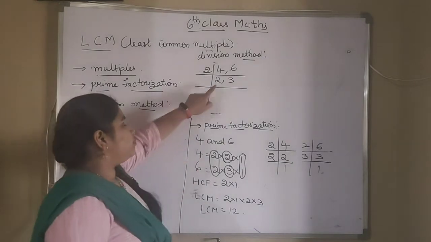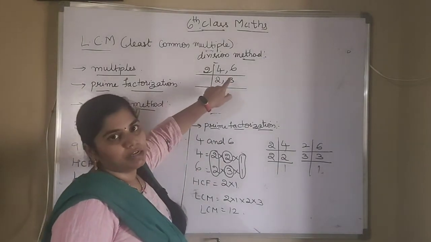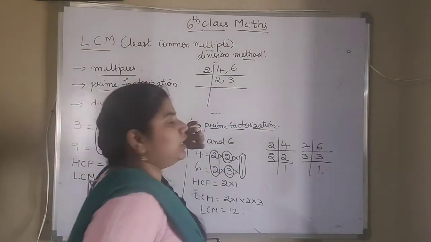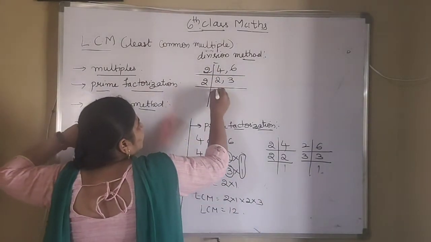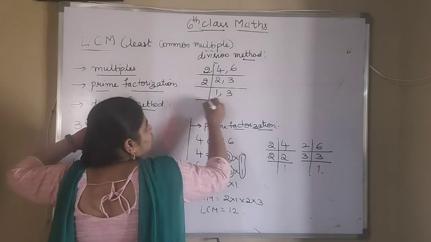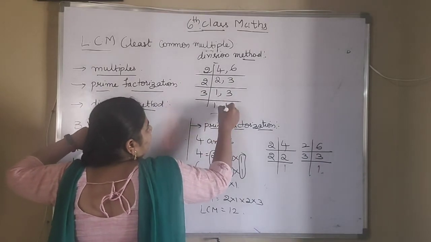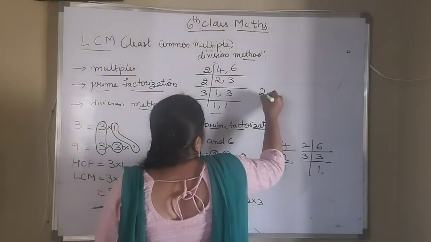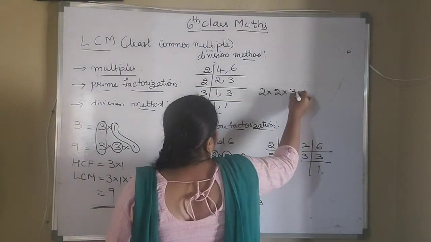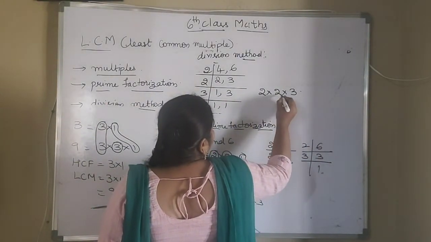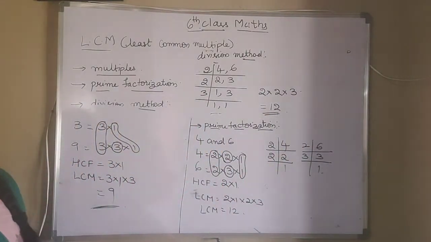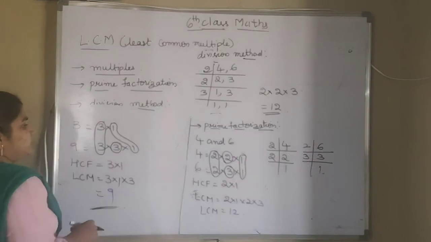Okay, now 2 and 3 don't have any common multiple. 2 will not go in 3 table, 3 will not go in 2 table. Okay, so what we have to do? 2 1s are 2, this 3 as it is you write, with the 3 you do again. Okay, so what is the answer? Now multiply all this. 2 into 3, 2 2s are 4, 4 3s are 12. So this is division method.